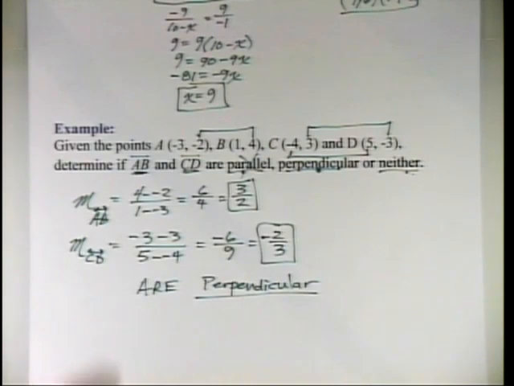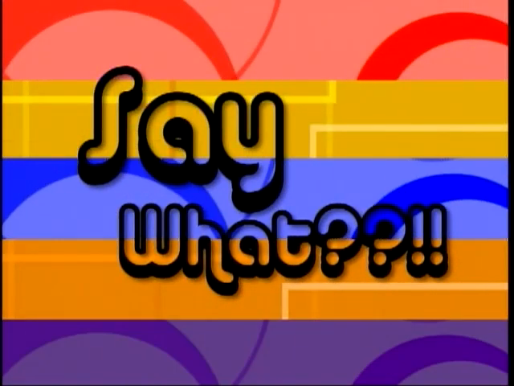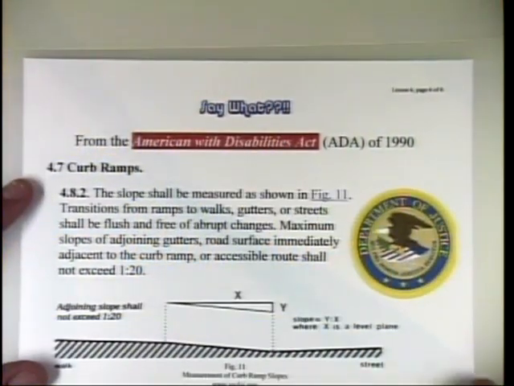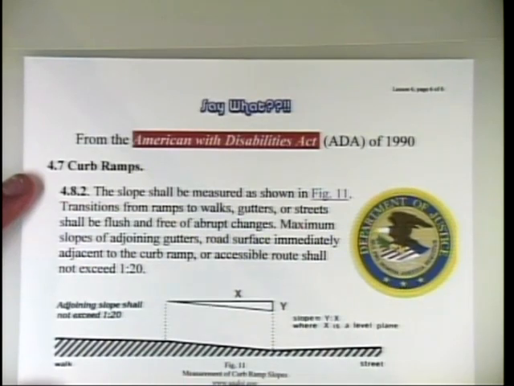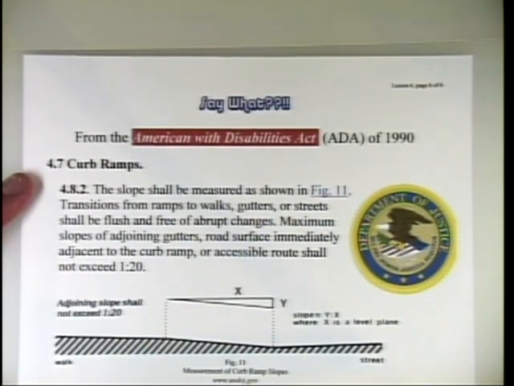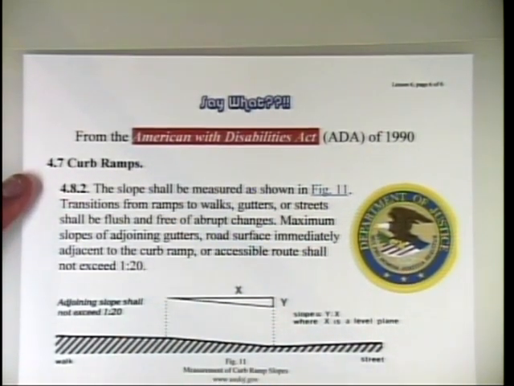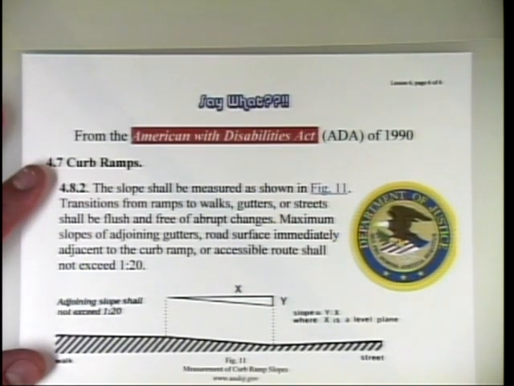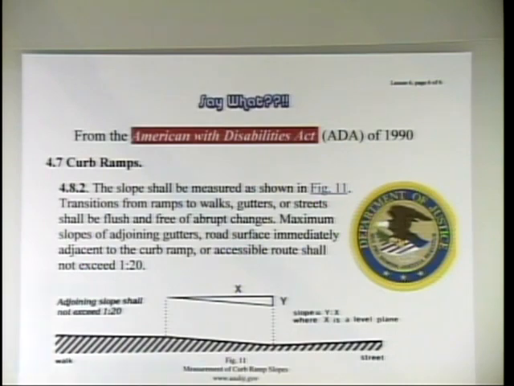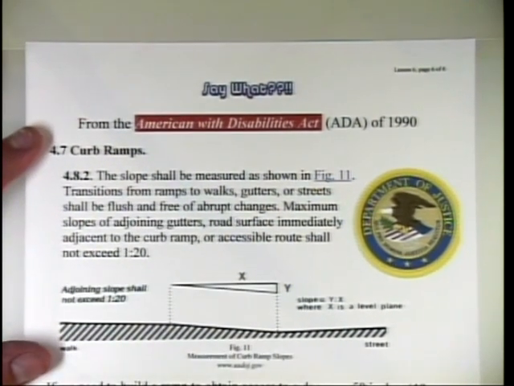All right, now it's time for the part of the show we call the Say What? And today we have for you a nice application courtesy of your federal government, namely the Department of Justice. This is from the Americans with Disabilities Act of 1990, which was basically passed to try to give equal access to all Americans, including those with disabilities, equal access into all areas. And that's specifically the example we're looking at today.